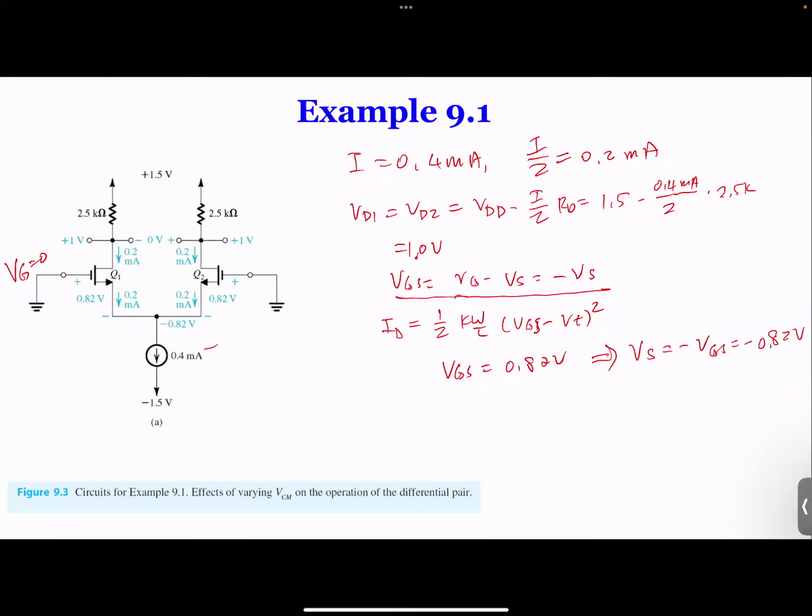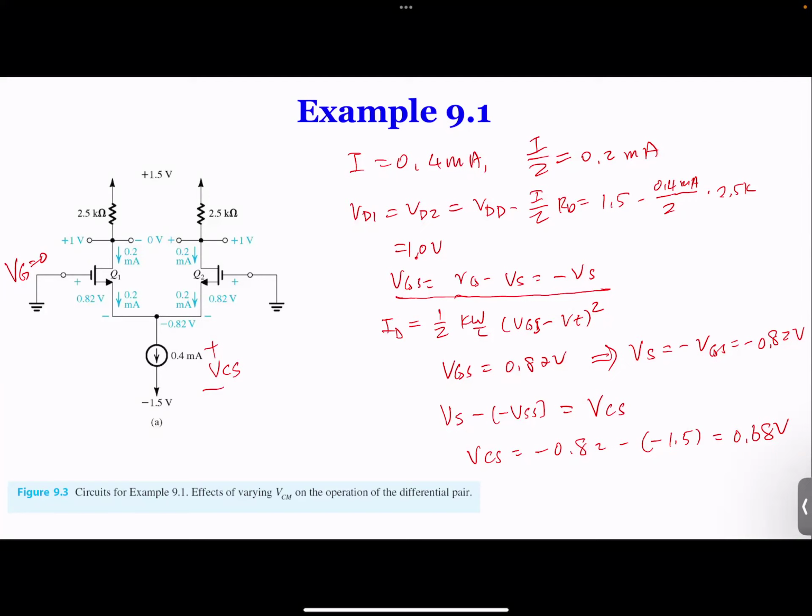I also want to go one step further, to find VCS, the current source voltage. If we use VS minus VSS, that's going to equal VCS. Therefore, VCS equals VS, which is minus 0.82, minus minus 1.5, which gives you 0.68 volts. So that's the VCS voltage, the voltage across the current source. So this is a fairly simple example for the common mode.